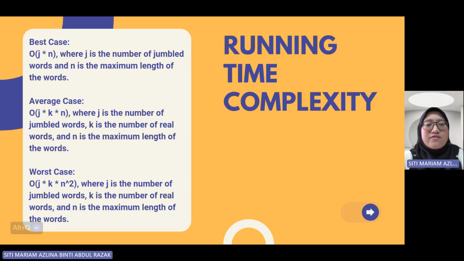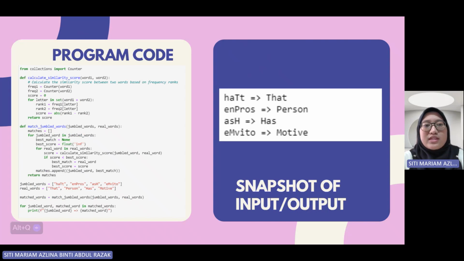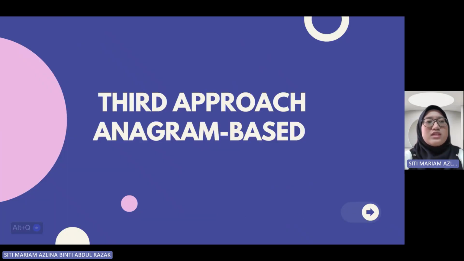j times n, the average case is j times k times n, and the worst case is j times k times n to the O of 2. The left side is the program code and the right side is the output for this code. Last but not least, the third approach, which is anagram-based.